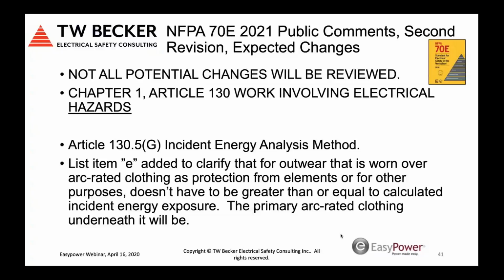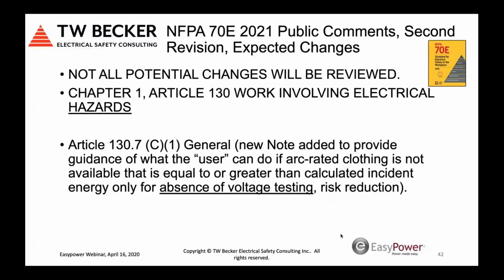Article 130.5G, incident energy analysis, there's a list item added to clarify with respect to outerwear worn for weather, cold, rain, and that when that outerwear is worn, that outerwear doesn't have to be equal to or greater to the incident energy when incident energy is calculated, but it has to be arc-rated clothing, right? So we'd have, say, the primary arc-rated clothing that's going to be equal to or greater than the incident energy from the study and on the equipment label, and over top of that, we'll have other clothing to protect you from cold, rain, etc.